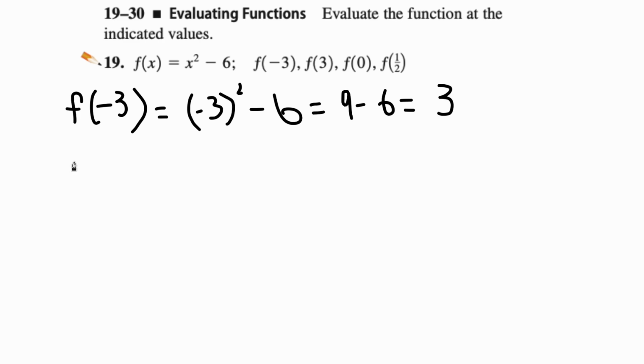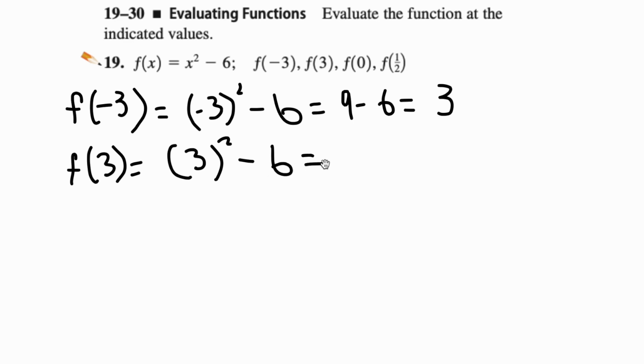Now let's move on to f(3). For this, you would plug 3 into the equation. So it'd be 3 squared minus 6. And 3 squared would also be 9. So it'd be 9 minus 6, which would equal 3. The result is the same because -3 squared and 3 squared are both 9, since the negative sign cancels out. So both would be a positive value.